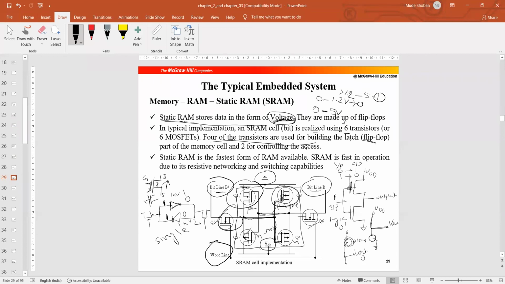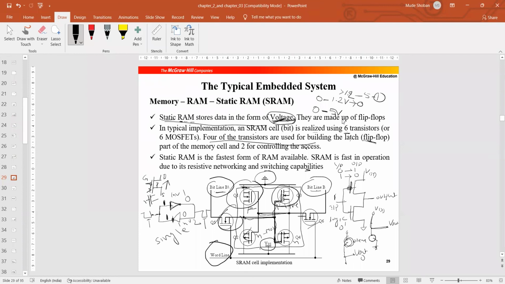So static RAM is the fastest form of RAM available. SRAM is fast in operation due to its resistive networking and switching capabilities. SRAM is fast in operation when compared to DRAM. Between DRAM and SRAM, SRAM is the quickest, right?